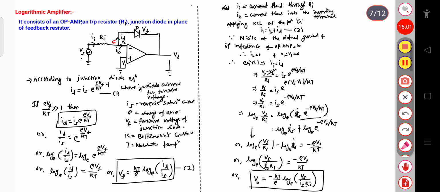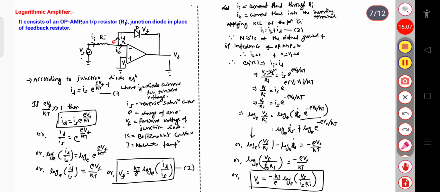So this is all about the logarithmic amplifier and its applications. Basically in this logarithmic amplifier, you can see the feedback. Across the feedback, the diode is connected and the inverting terminal is connected with the input resistor Ri, and the non-inverting terminal is connected to the ground. So finally you can see the output voltage Vo is proportional to the logarithmic function of Vs.